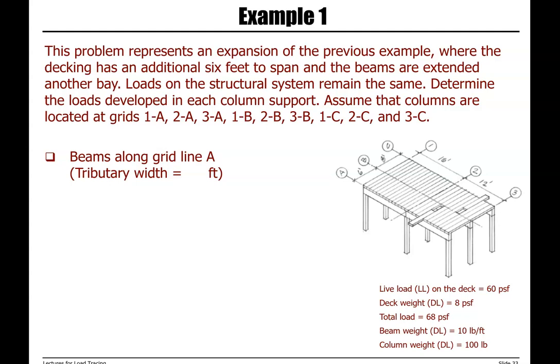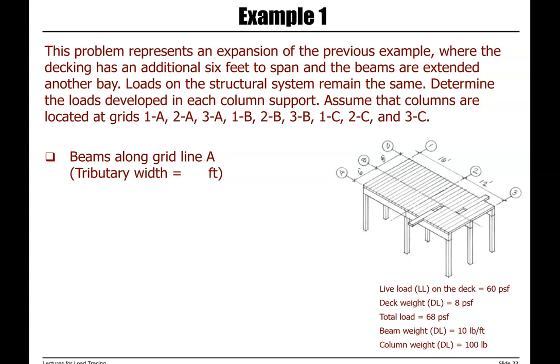Example number 1. This example is an expansion of the previous example, where the decking has an additional 6 feet span and the beams are extended another bay. So in the first example, we had the plank length of 8 feet and beam length of 12. Now we have an additional span and another bay. Loads on the structural system remain the same.